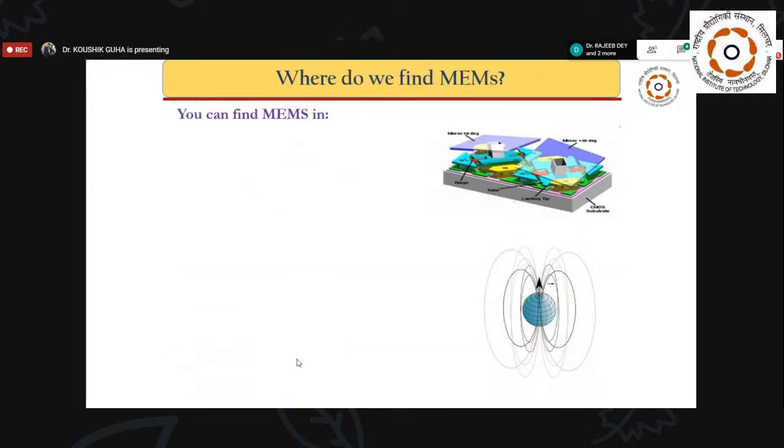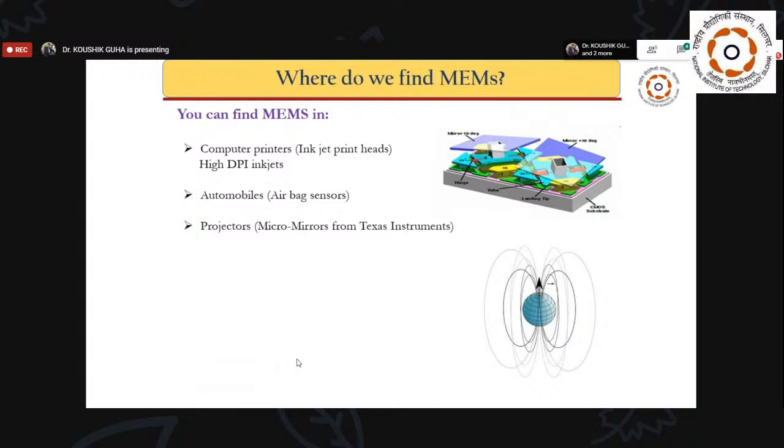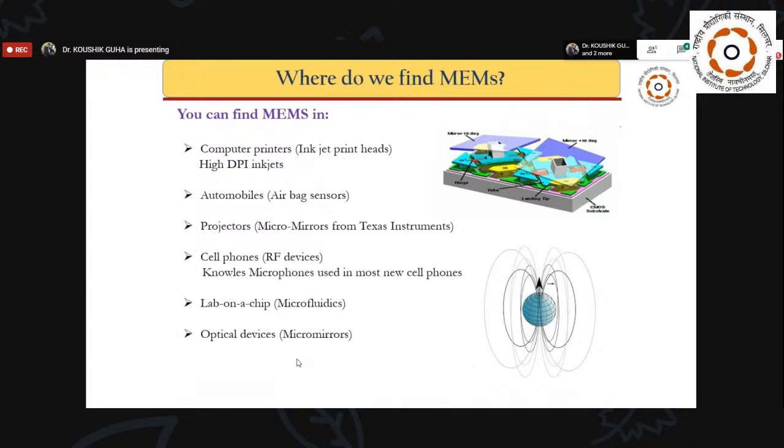Generally, where do we find MEMS? We can find MEMS in computer printers, automobiles, projectors, cell phones, lab on chip devices, optical devices, and lots of other things. Sensors are increasing day by day, and the investment in the billions is also increasing, because everywhere, if you talk about the smart city, smart room, digital government, smart agriculture, IoT, the Internet of Things, the basic element is the sensor. The sensor comes with this technology, which is MEMS, micro electromechanical systems.